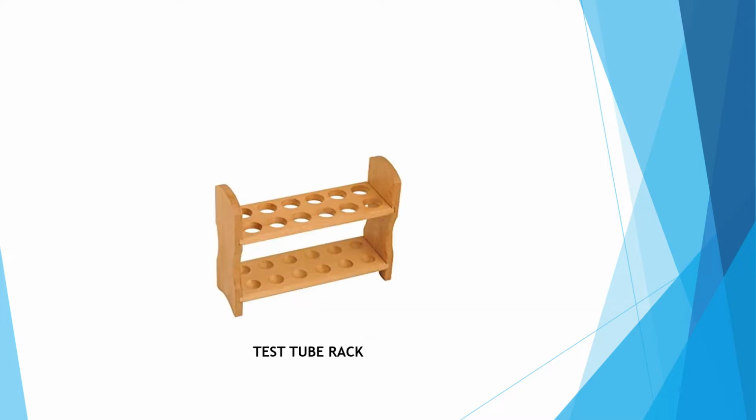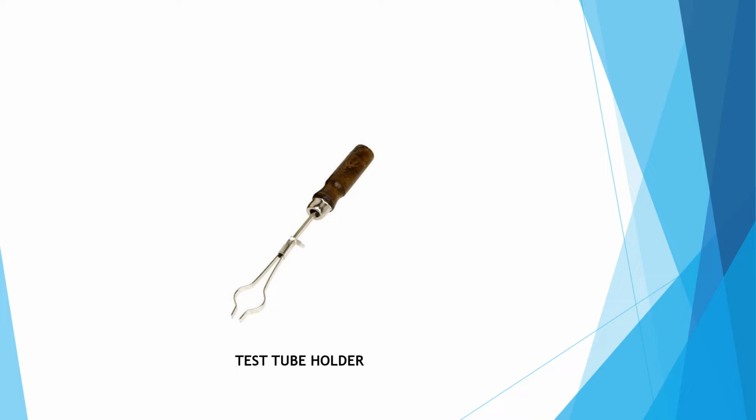And this is the test tube rack. Test tube rack, as the name suggests, is used to put test tubes when they are not in use. This particular rack has the capacity of 12 test tubes. Then next is the test tube holder. Similarly, as the name suggests, the test tube holder is used to hold the test tube when we are doing the reaction in the test tubes.